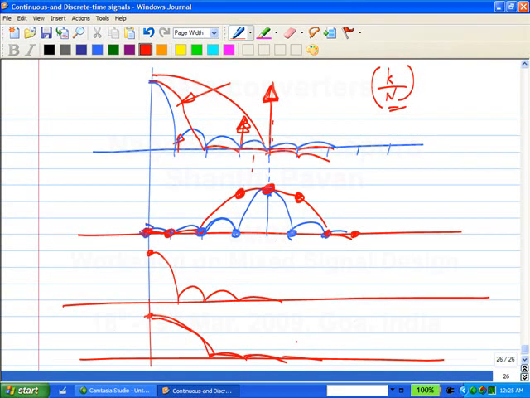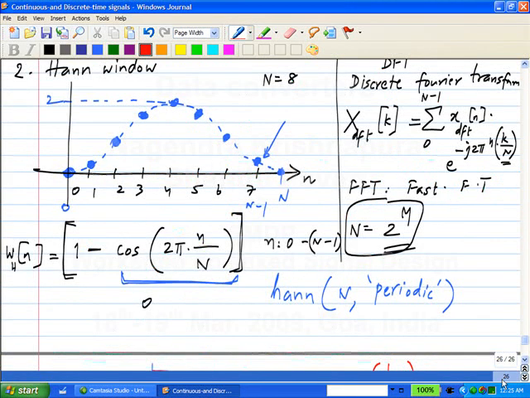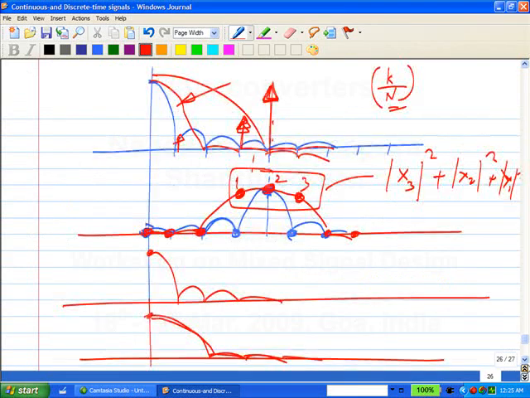So when you use the Hann window, to get a measure of the signal, if you have a sinusoidal thing, you have to sum these 3 values. Okay. Not the values of the DFT, but you have to do a root mean square sum. Okay. Let's say this is 1, 2, 3. You should take x3 square plus x2 square plus x1 square. Okay. That will be the mean square value of the signal.